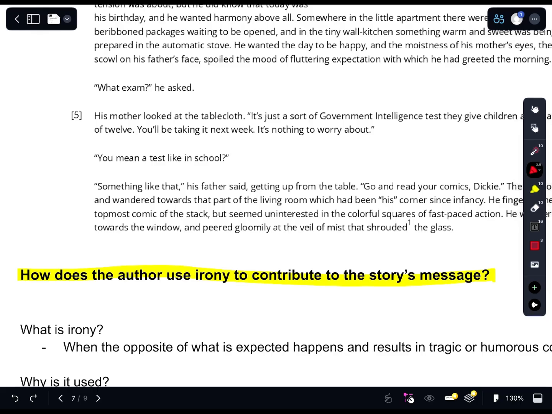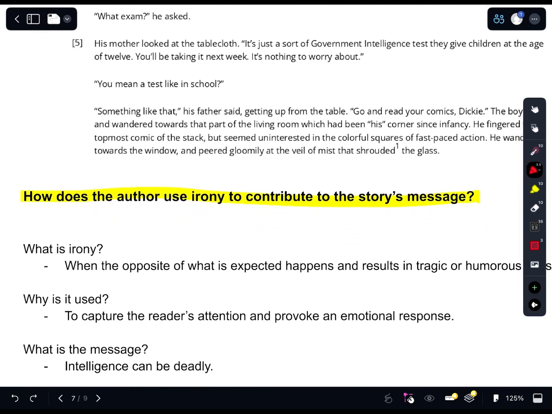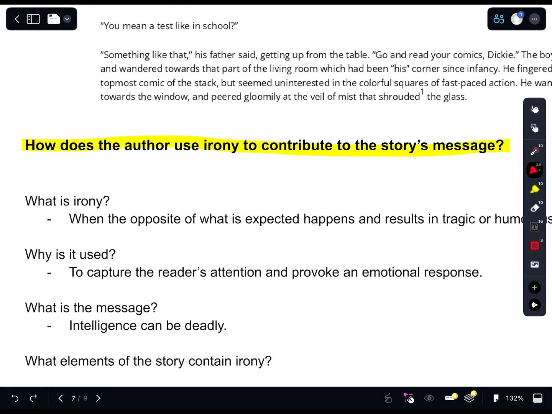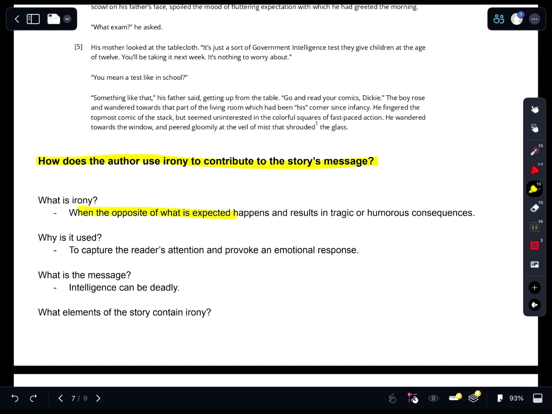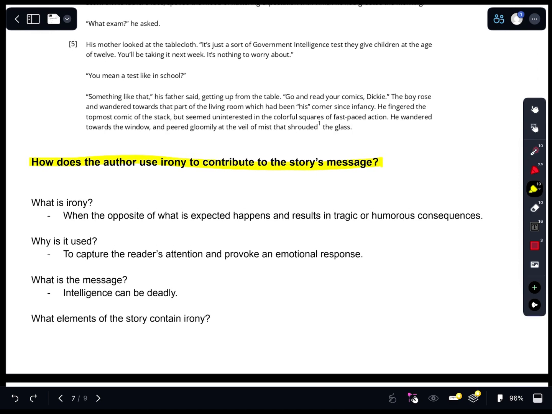So what I've done is I've started going back to basics and just first asking simple questions, like defining the variables that we have. So here we go. What is irony? This is what I ask students. We have to learn what irony is first. And I have here, when the opposite of what is expected happens and results in tragic or humorous consequences. So yeah, basically you don't expect something to happen and it does happen. I give the example, you go to work or school every day thinking that it might rain, so you take an umbrella, and then the day you don't take the umbrella is the day when it rains.